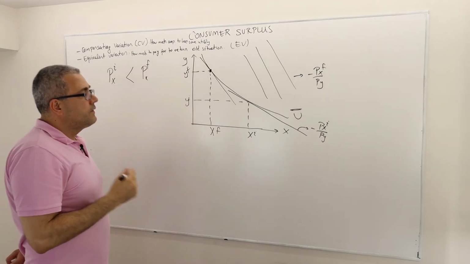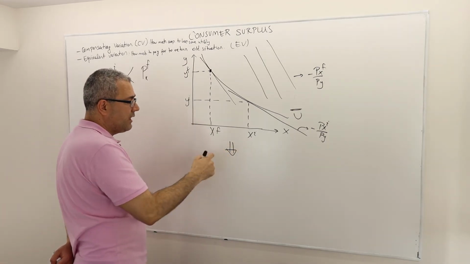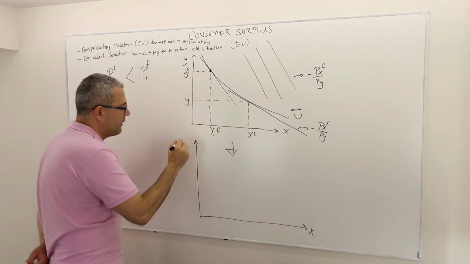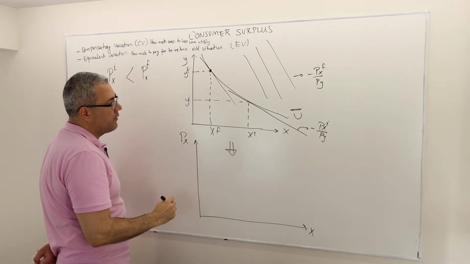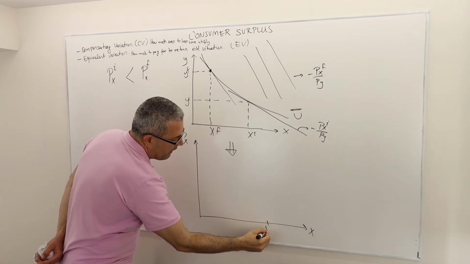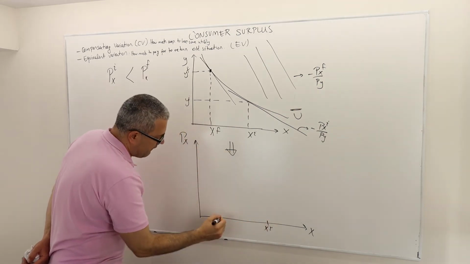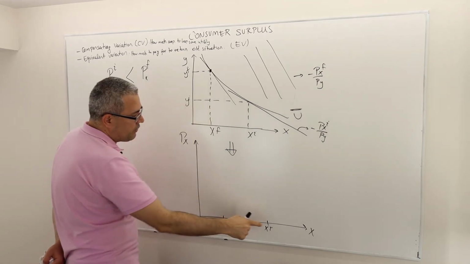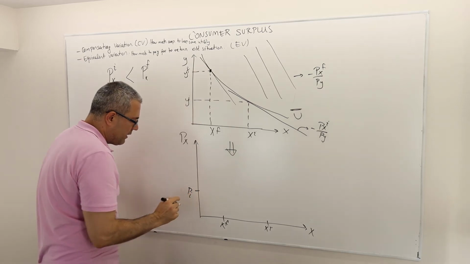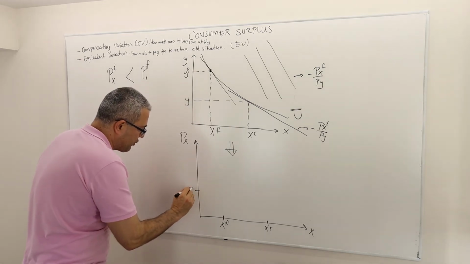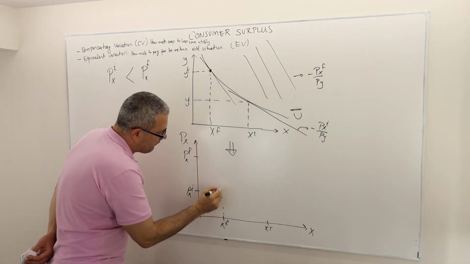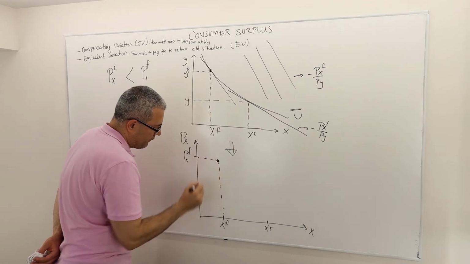Okay? So if I translate this into my demand curve, this is x, good x. This is the price of good x. So what happened initially, I had xi, and then I have x final. So the initial price was lower. So this is pi, the price of good x initial, and the price of x final. This is where I'm basically drawing the demand curve.